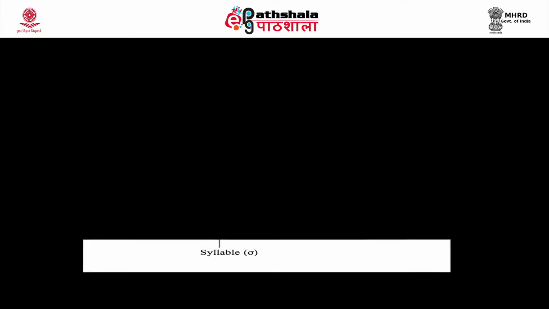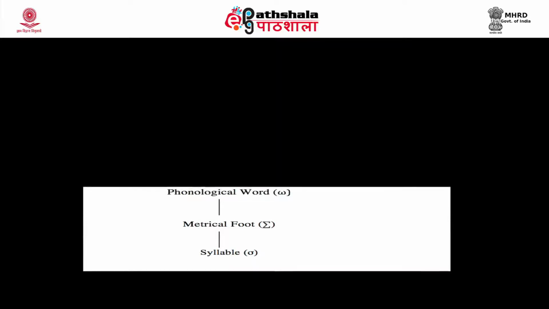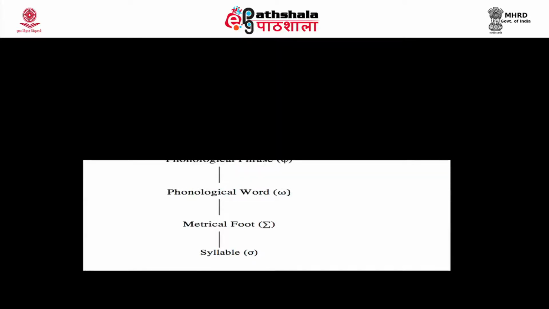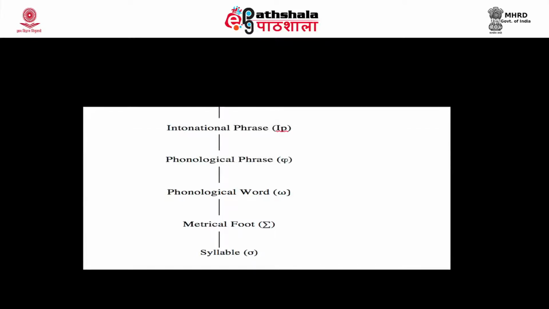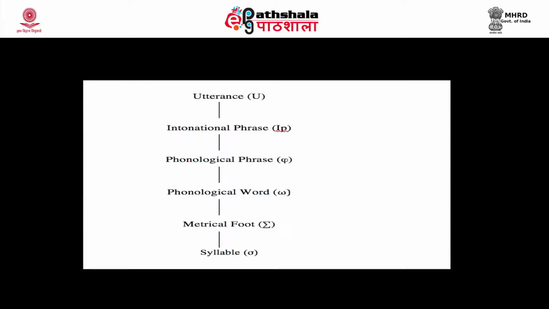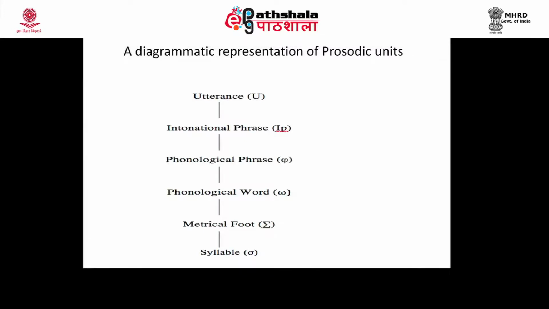Now we take a look at the diagrammatic representation of prosodic units. As you see on the screen, we have the lowest level syllable, then metrical foot, phonological word, phonological phrase, intonational phrase, and utterance. There may be some other entities which are proposed by some phonologists, such as the clitic group, which is up between the phrase and the word, and then the mora, which is below the syllable. But by and large, the ones you see on the screen are the ones which are largely represented.